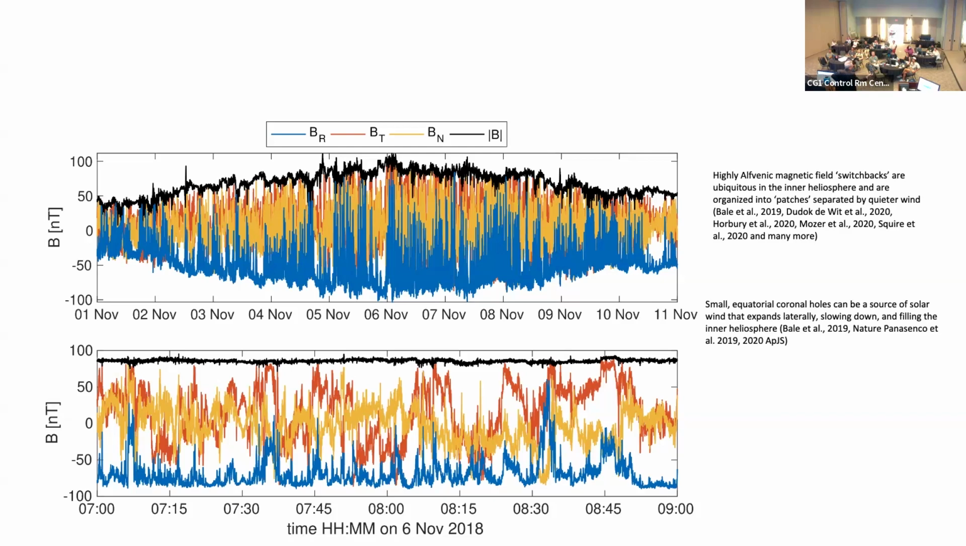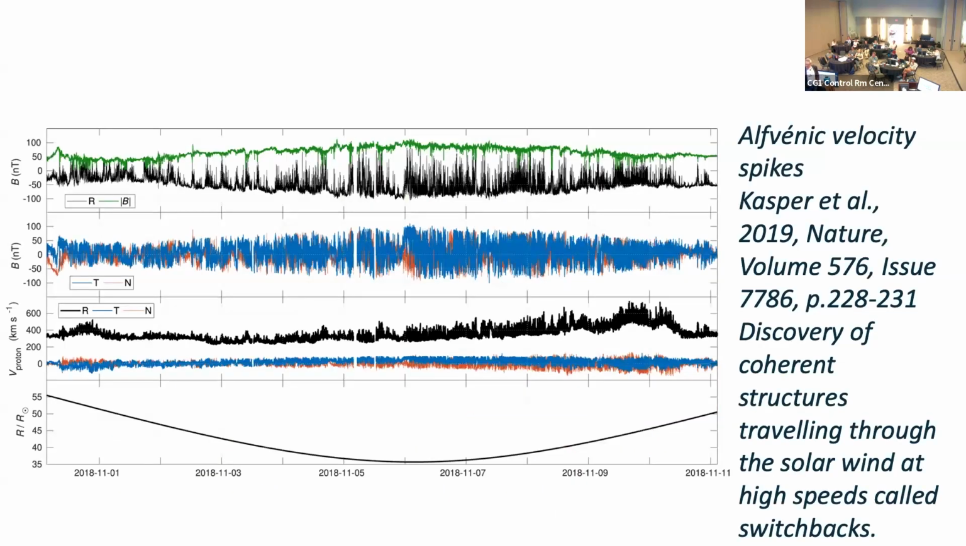Switchbacks, because they're oscillations that flip the magnetic field. So the magnetic field flips over, but its magnitude is constant. And I said it's highly galvanic, but I didn't show you it is. And to do that, I have to do one more thing, which is to show you the velocity field.